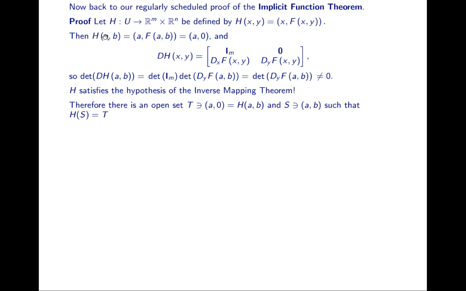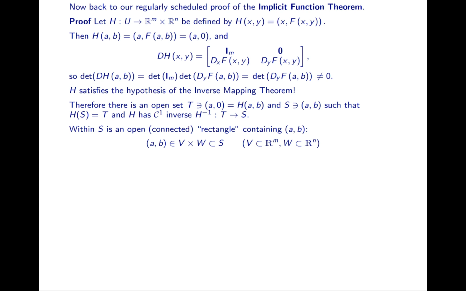In other words, H maps (a, b) to (a, 0). So there's an open set S containing (a, b) that gets mapped to T, which contains this point. And that mapping is invertible, and the inverse has the same continuity class as H. So H maps S to T, H inverse maps T to S, and the inverse is unique.